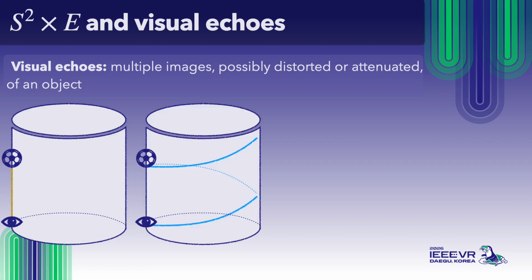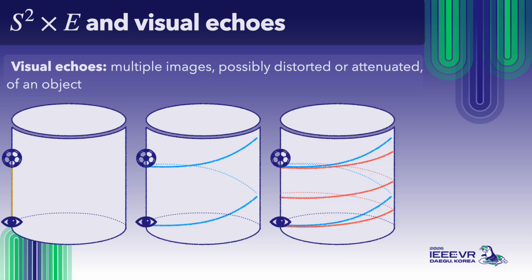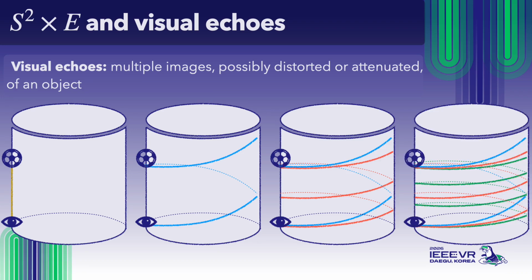In blue, another possible trajectory which goes around the cylinder once. In red, another trajectory which goes around the cylinder twice. Another one in green which goes around the cylinder 3 times, and we could go on like this for a long time, because in theory, there are an infinite number of possible paths between the eye and the object, and therefore an infinite number of images of the object.